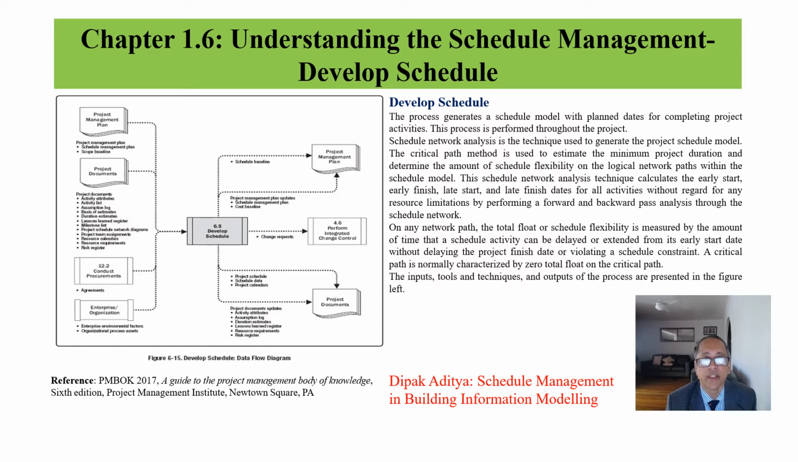Develop schedule. The process is performed throughout the project. Use a schedule network analysis to generate the schedule. Network analysis calculates the early start and early finish dates. On a network path, there will be total float. Total float is the total amount of time that a scheduled activity may be delayed from its early start date without delaying the project finish date or intermediary milestones.